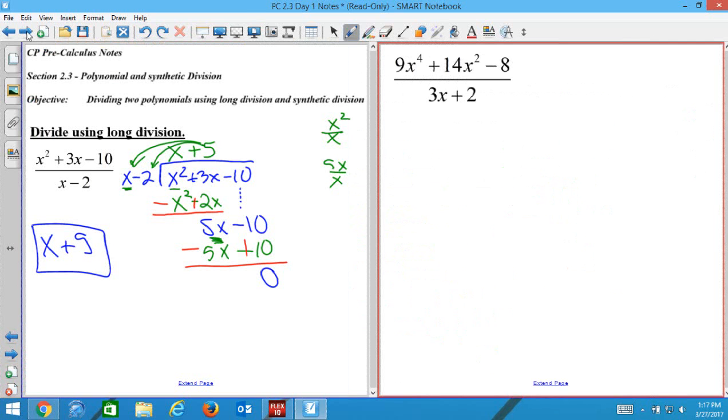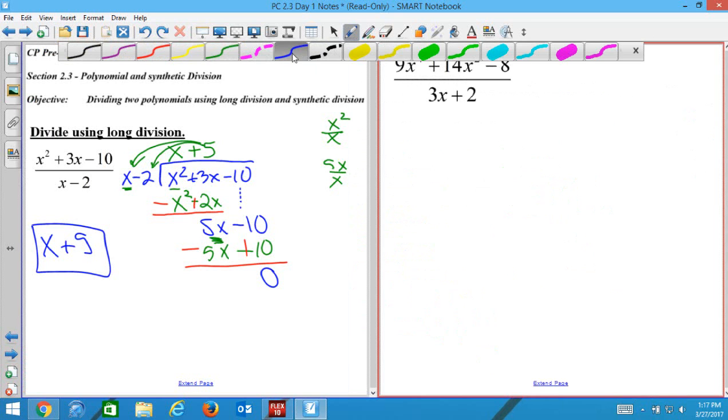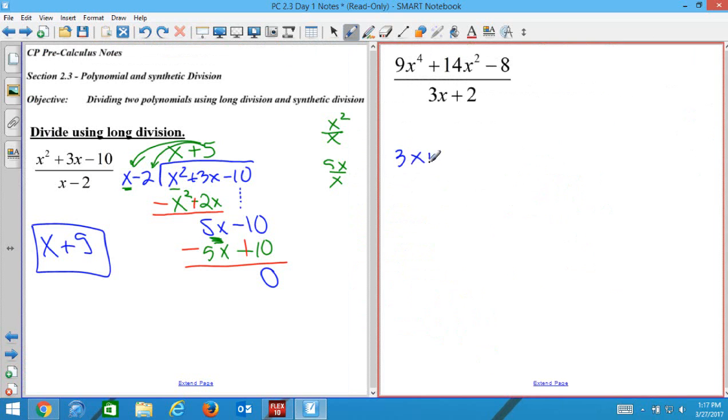Okay, so the next one, we're going to do long division again. 3x plus 2 divided into 9x to the 4th. Who remembers what's special about this one? You have to have a placeholder. So it can't skip and go to x squared.